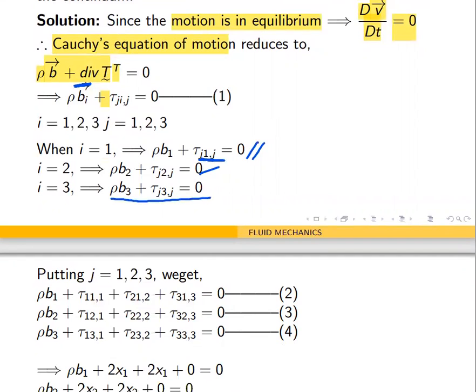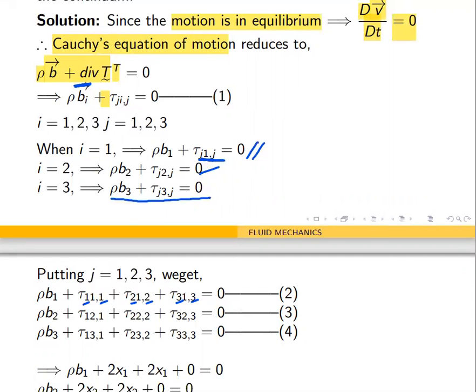So we have rho b1 plus, now in the place of j, I am taking the summation because j is a dummy suffix there. So tau, in the place of j, 1, 1, plus, in the place of j, 2, 2, plus, in the place of j, 3, 3. It varies 1, 2, 3. So we have tau 11 comma 1 plus tau 21 comma 2 plus tau 31 comma 3 equal to 0.